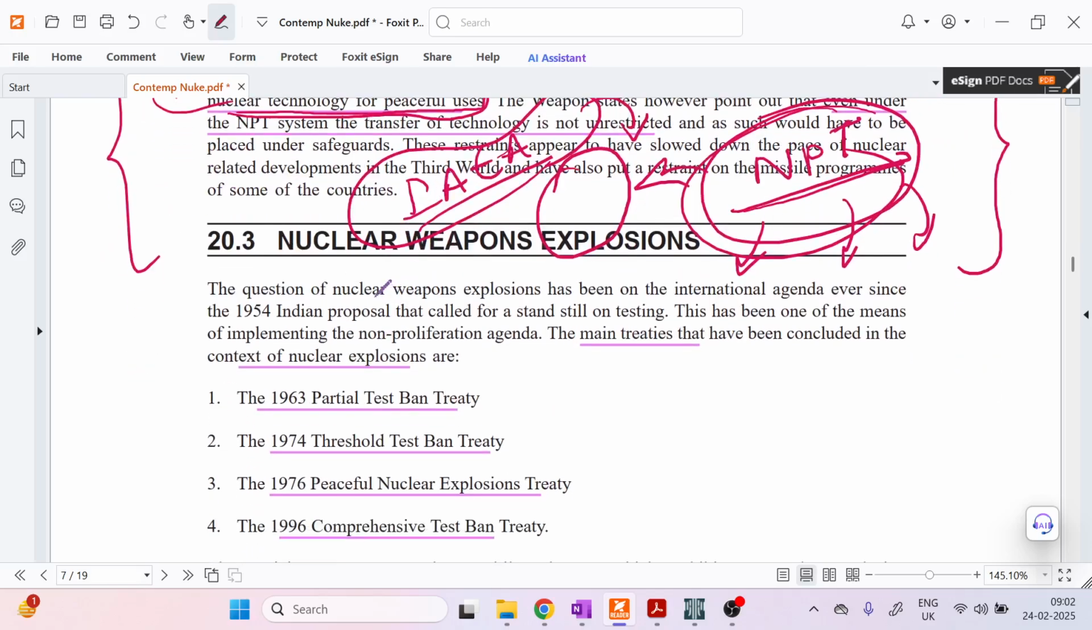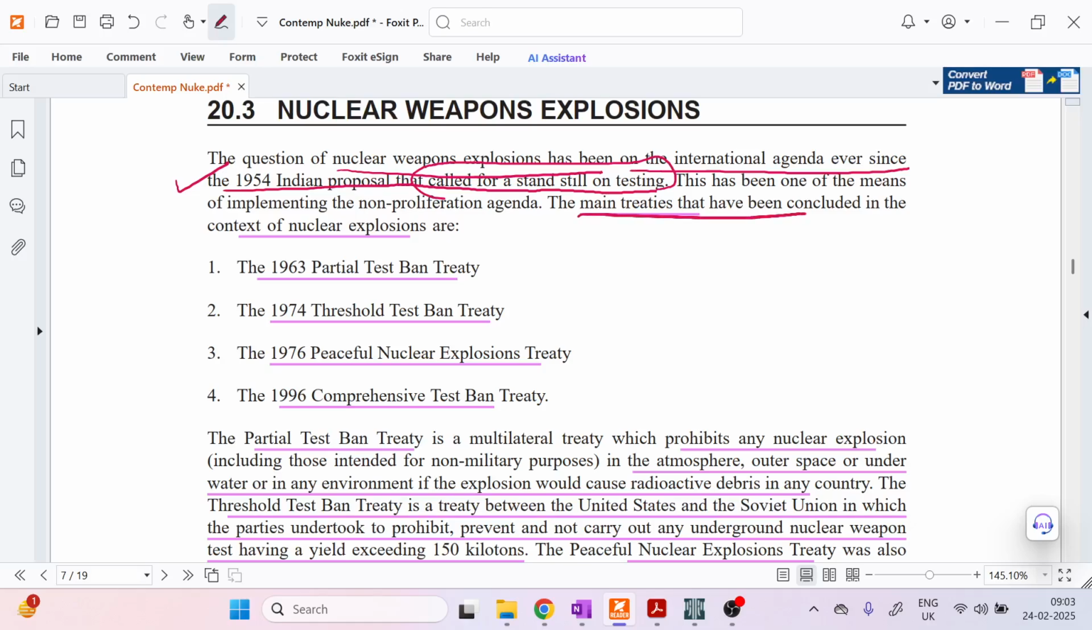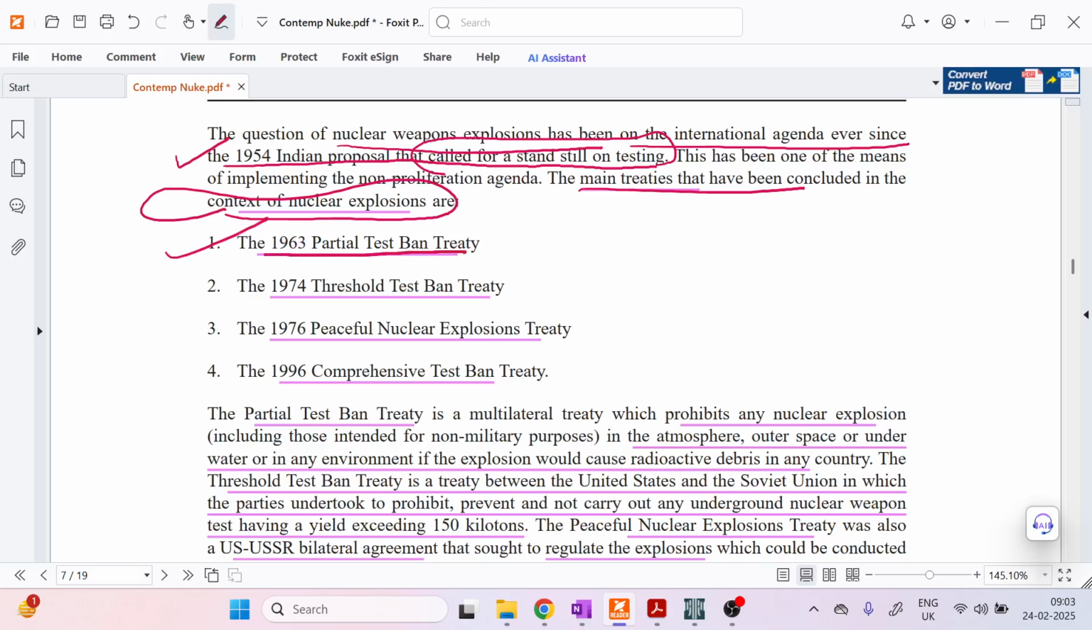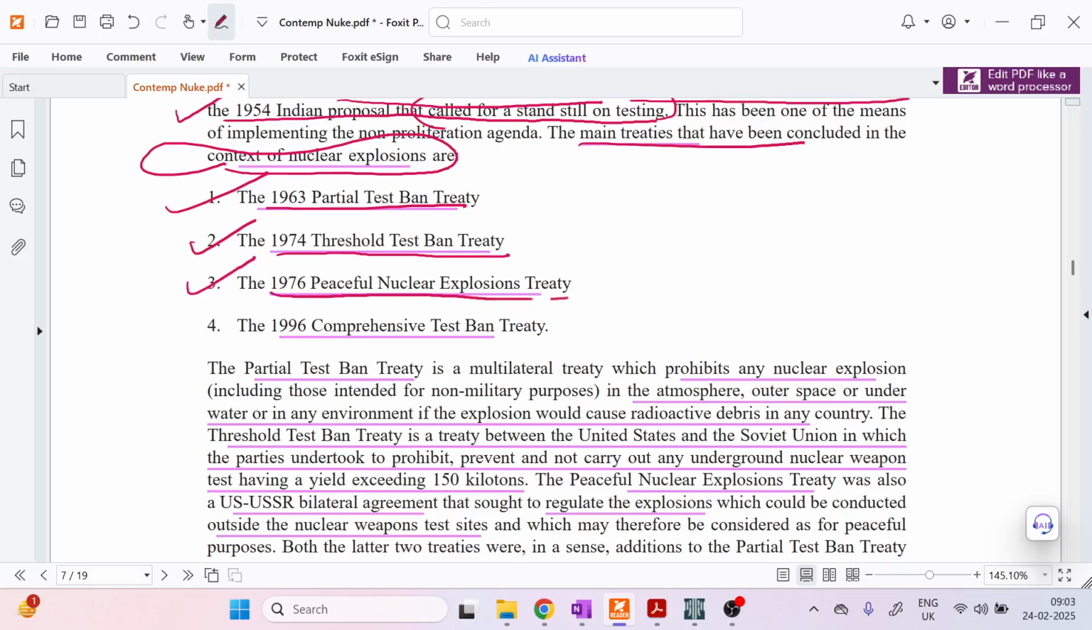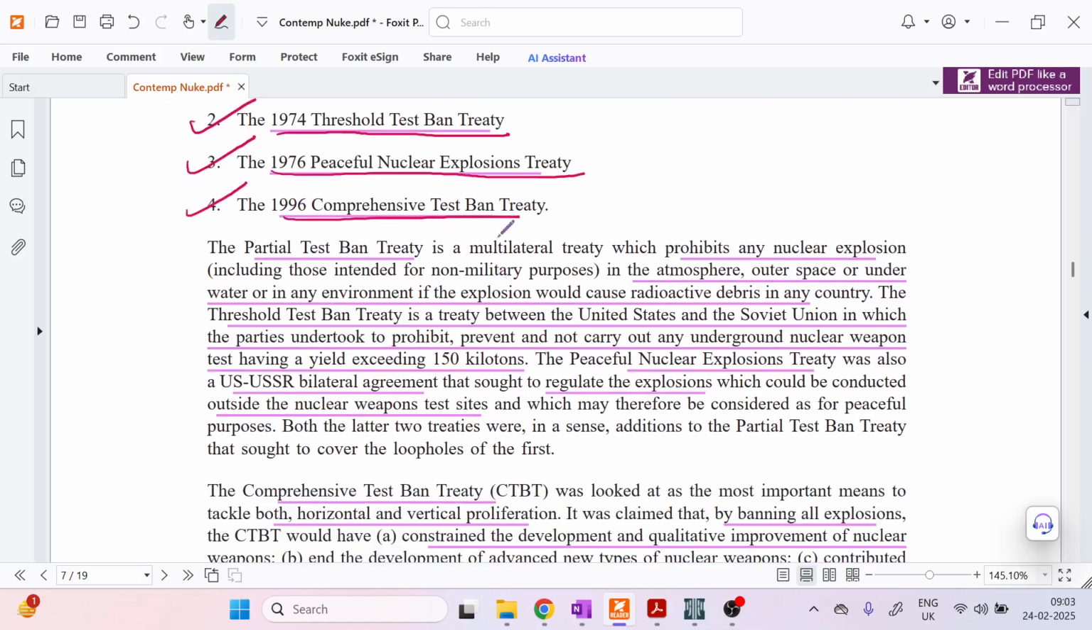Now let's have a look at nuclear weapons explosion. The question of nuclear weapon explosion has been on the international agenda ever since the 1954 Indian proposal called for a standstill on nuclear testing. So the main treaties that have been concluded in the context of nuclear explosion so far: the first one is the 1963 PTBT, Partial Test Ban Treaty; the 1974 Threshold Test Ban Treaty; third, the 1976 Peaceful Nuclear Explosion Treaty; and fourth, the 1996 Comprehensive Test Ban Treaty.